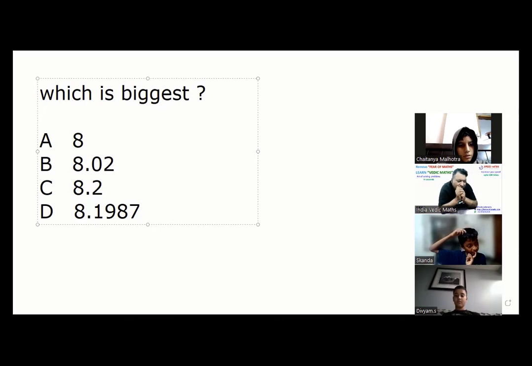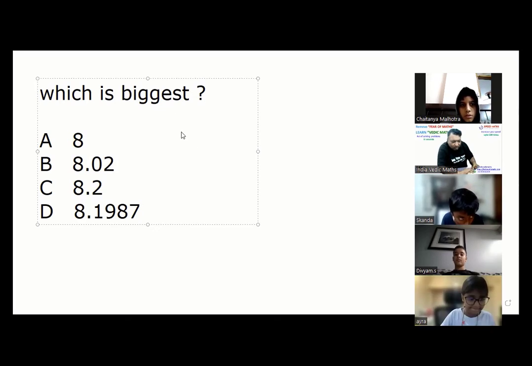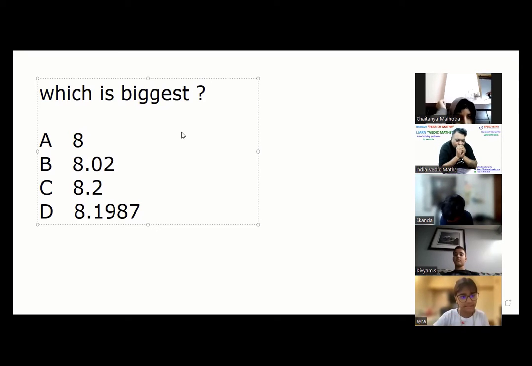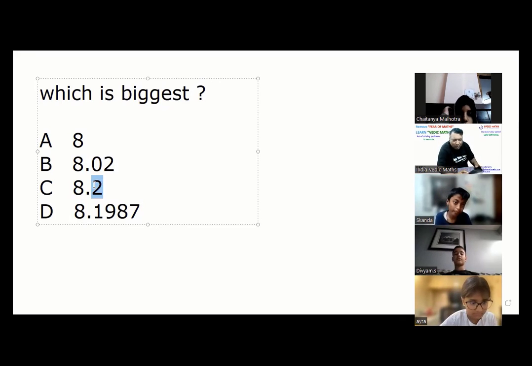Ira, why is it C? Explain to all of us. Ready, Ira, go. Because in all of them the 8 is equal, but when you see the tenths place, the 2 is bigger than the 0 and the 1. Perfect. Very good, Ira. Got everybody? Shall we do a more difficult one now?